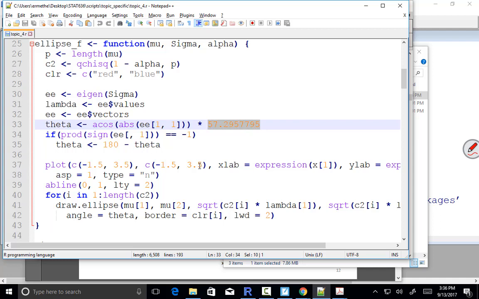And then this right here is just a conversion factor to take radians to degrees. So 2 pi radians is 360 degrees, and I need it in degrees in order to use the angle argument from draw.ellipse. If you look at the help file, it's expecting degrees.